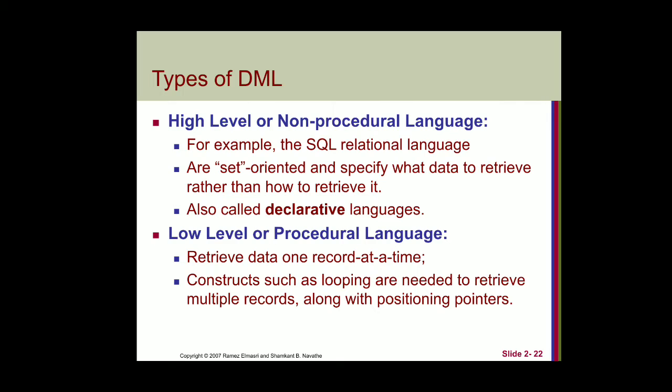Whenever we make use of a low level or procedural language, we require two things. One is a looping construct. Either we can make use of a for loop, while loop, whatever loop we are having. Apart from that, we'll be making use of positioning pointers, because after one thing has been retrieved, we have to know what is the next thing that has to be retrieved, right? So we'll be making use of positioning pointers.